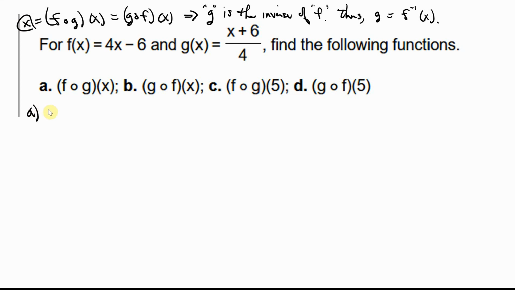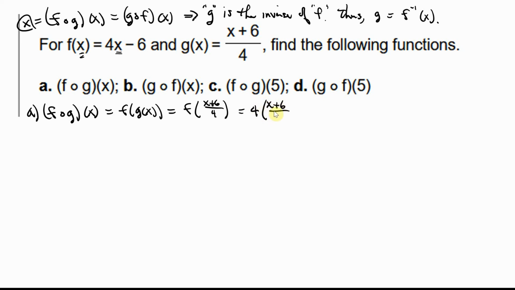Lest I keep you too long. F composed with G. So this is F of G of X. I'm just going through my regular routine. So G of X is X plus 6 divided by 4. So this is F of X plus 6 all over 4. But F says whatever you give me, multiply it by 4, and then on the outside, minus 6. So this is 4 times parentheses, I'm giving you X plus 6 over 4, and then minus 6.